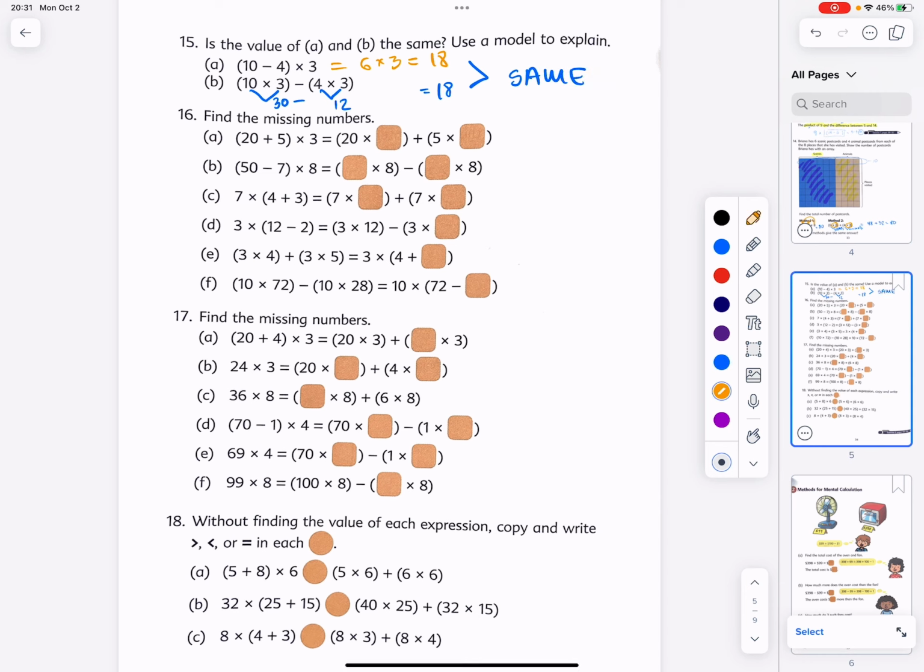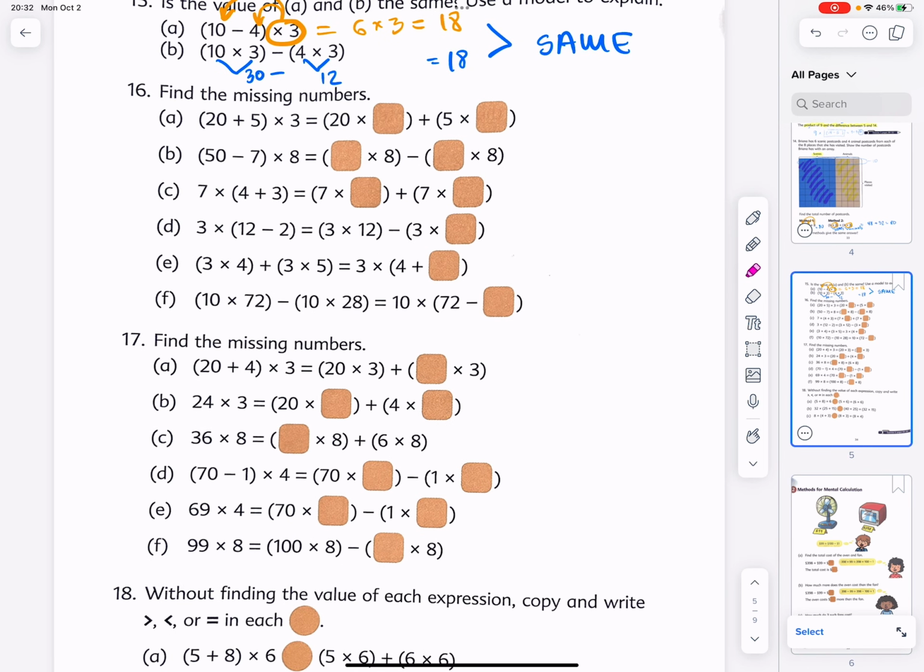Why does it work like this? Well, 3 is a common factor for the difference of 10 and 4. We can say 3 taken 10 times minus 3 taken 4 times. Let's look at it one more time. Let's look at more examples of the distributive property. Number 16, find the missing numbers.